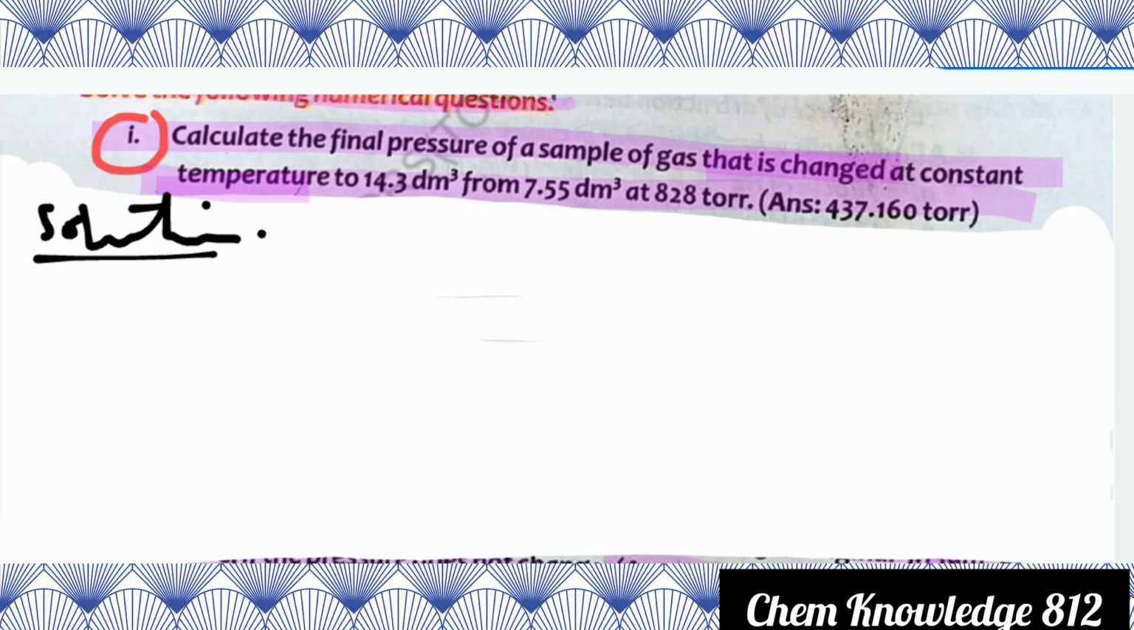Here in this question, the final pressure is required to be determined, because it says calculate the final pressure. So we have to determine this final pressure. The final pressure will be P2, and this is unknown. Temperature is constant. The volume is changed from 7.55 to 14.3 cubic decimeters.